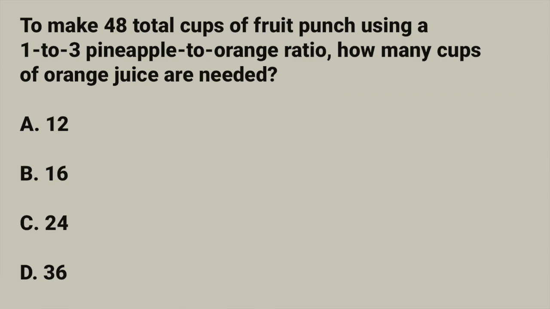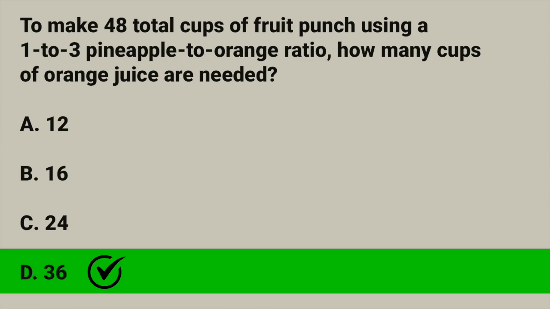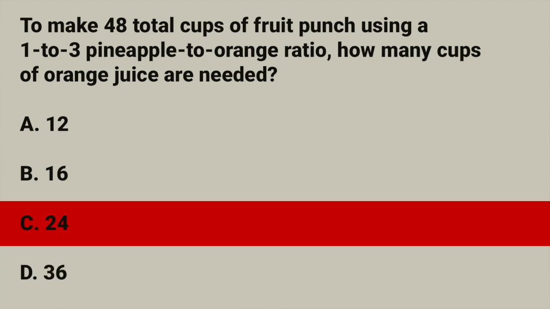The answer is D, 36 cups. Every 4 cups of punch uses 1 cup pineapple and 3 cups orange. 48 cups divided by 4 equals 12 batches. 12 times 3 cups of orange juice equals 36. Option C, 24, is exactly half, which would come from incorrectly treating it as a 1-to-1 ratio.